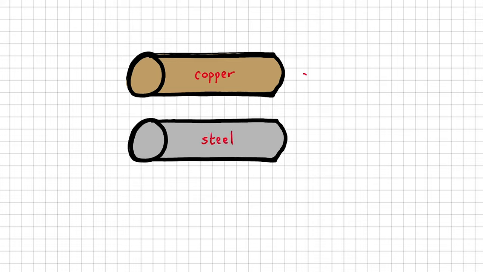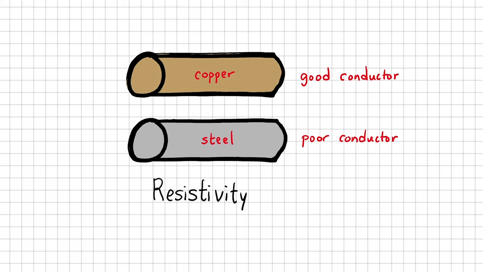this is steel? Copper is a much better conductor of electricity compared to steel. We need a way to specify how much electrical resistance a certain material has. We call this measurement the resistivity. We give resistivity the symbol rho.